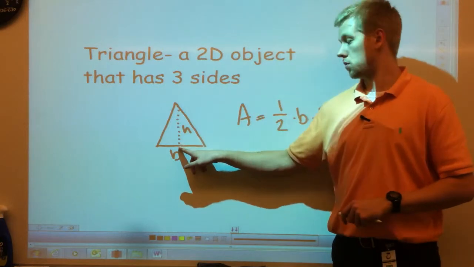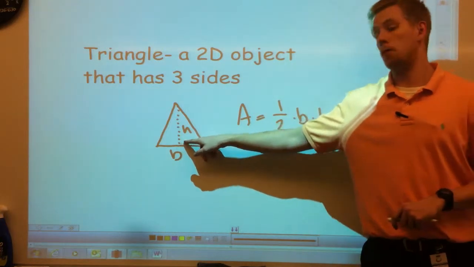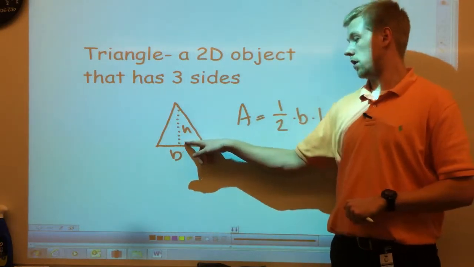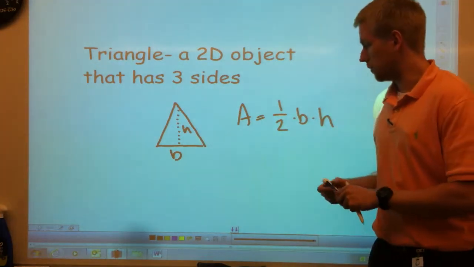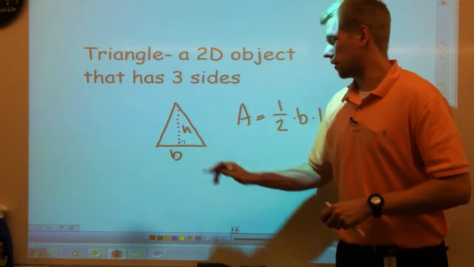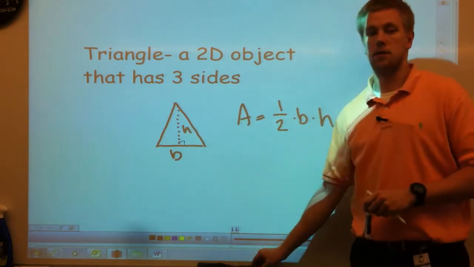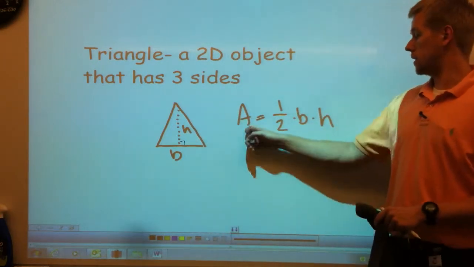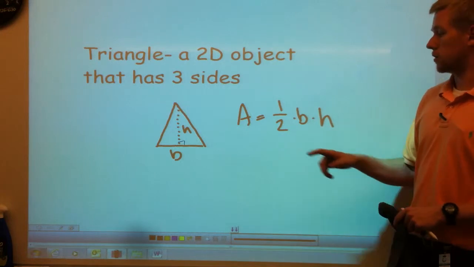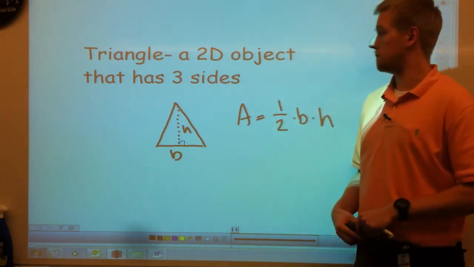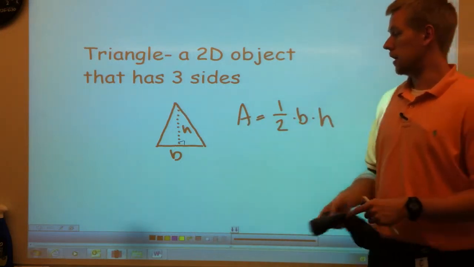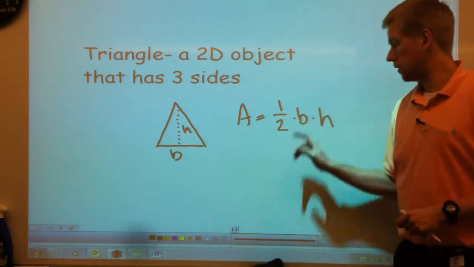So make sure that you show that little right angle block, I'll just do it here. Make sure you have your little right angle block there to make sure you know that the height has to be perpendicular to your base. Okay, so that is 1/2 base times height. That's where I get my height, and that's where I get my base from. So that is a triangle's definition, and then its formula.